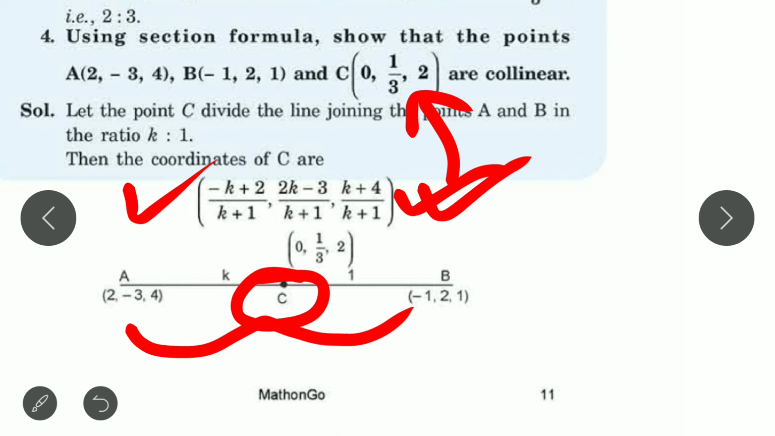So we equate the x coordinate with 0. Minus k plus 2 divided by k plus 1 equals 0. Next, we equate the y coordinate, twice k minus 3 by k plus 1, with 1 by 3. Third, we equate k plus 4 by k plus 1 with 2. So we have 3 equations now.